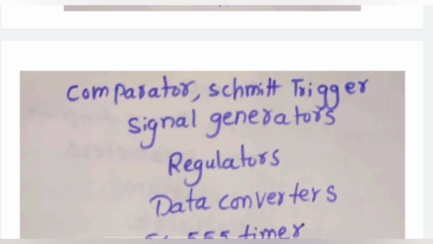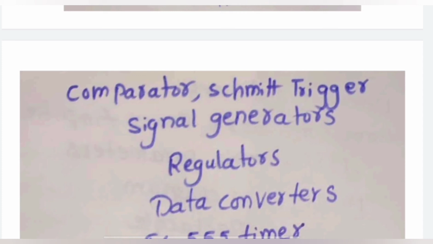Then we will see what is meant by 555 timer. What is the use of timer? For maintaining a proper time delay, we will use 555 timer. Then we will see what is the pin or schematic diagram of 555 timer and what is the functional block diagram of 555 timer. Then we will see monostable operation of 555 timer, where we will see again schematic or pin diagram of monostable 555 timer and a functional block diagram of monostable 555 timer.